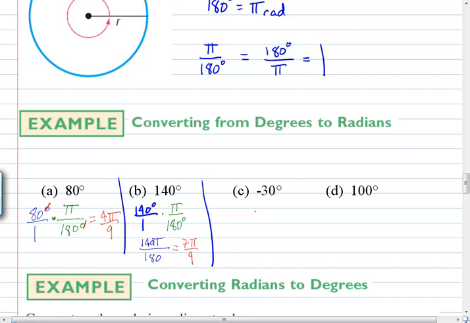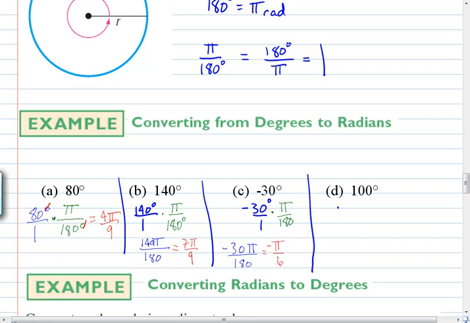What about negative angles? Doesn't matter. We just set it up with the negative in the problem. So this would be negative 30 degrees times pi over 180. And I typically put this over 1 so it makes it easier to see that we're looking at negative 30 pi over 180. And that will reduce to negative pi over 6.